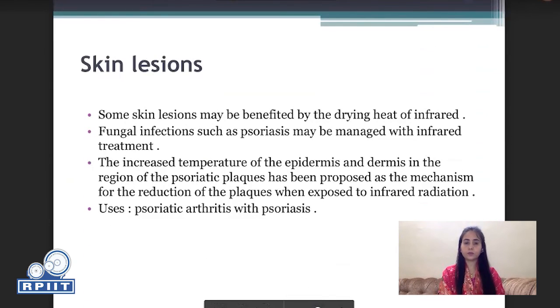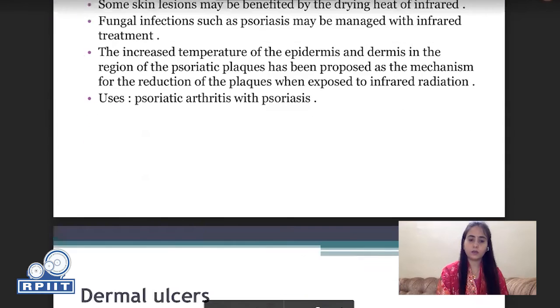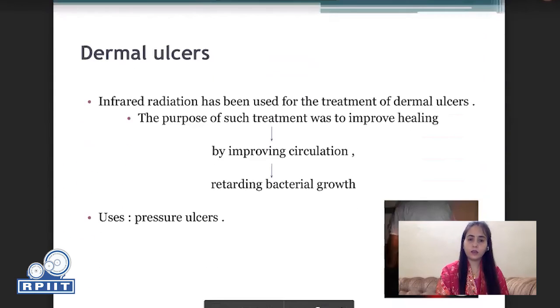Skin lesions. Some skin lesions may benefit from the drying heat of IR. Fungal infections and conditions such as psoriasis may be managed with IR treatment. The increased temperature of the epidermis and dermis in the region of the psoriatic plaque has been proposed as the mechanism for reduction of plaque when exposed to IR radiation. Dermal ulcers. IR has been used for the treatment of dermal ulcers. The purpose of such treatment was to improve healing by improving circulation and retarding bacterial growth.